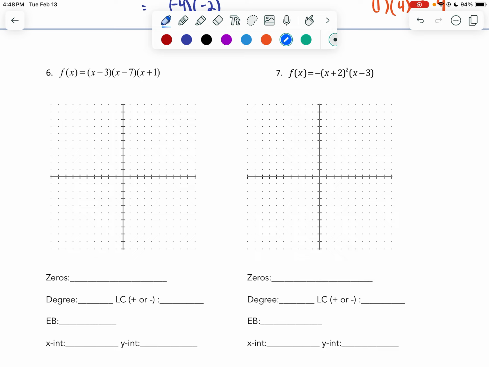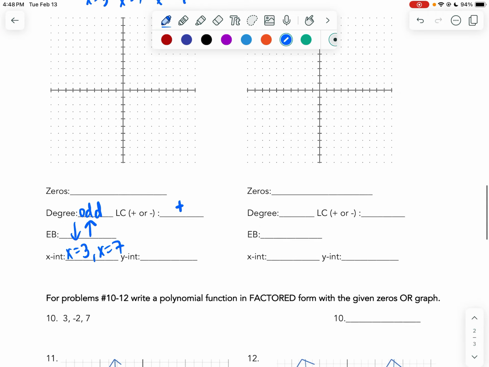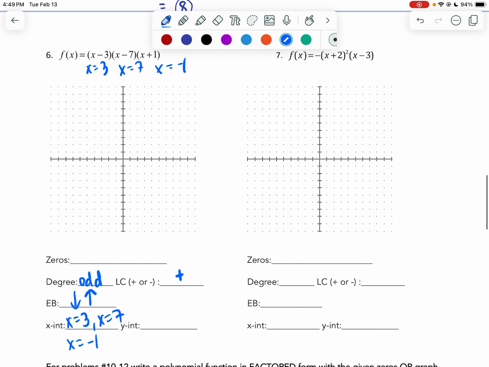All right, I'm going to actually start with the degree. So the degree is 1, 2, 3, so that's odd, leading coefficient positive. So odd and positive means down, up, because the right arrow is up. Odd means opposite. X-intercepts are the opposites of your factors. So x equals 3, x equals 7, and x equals -1. So you can plot those. Okay, down arrow, up arrow.